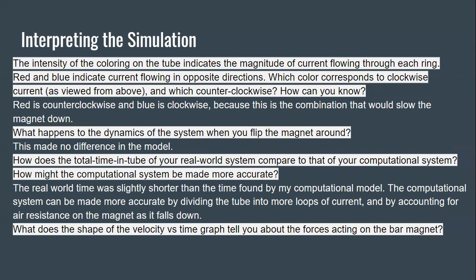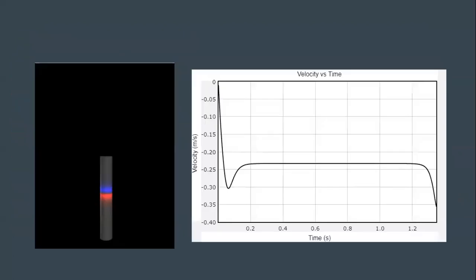And then lastly, what does the shape of the velocity versus time graph tell you about the forces acting on the bar magnet? Well, if we look back at it, we can see that the velocity was increasing at first, and it slightly decreased, and then it was constant until it started decreasing again. So in that constant time period for about a second, we can see the force on the magnet, the gravity going down, and the force from the loops going up balanced out. And so the net force for just a second was 0, and that's why the velocity was constant.